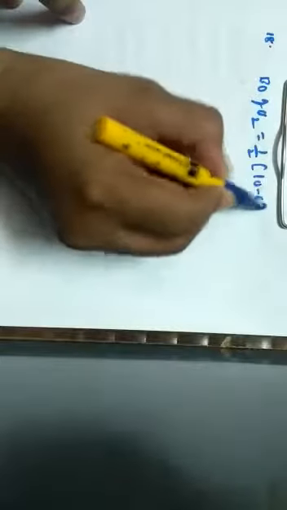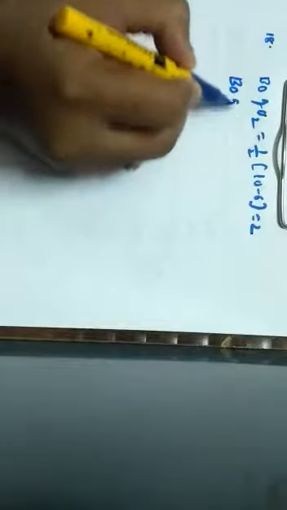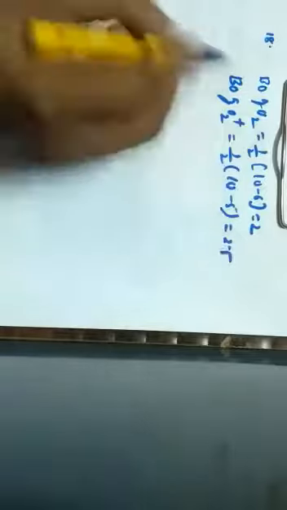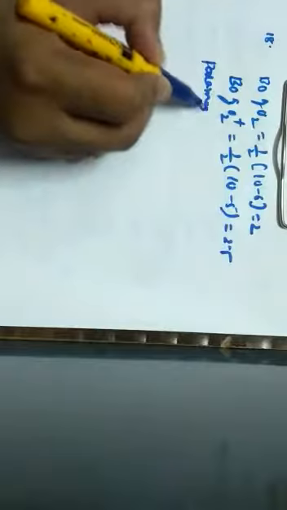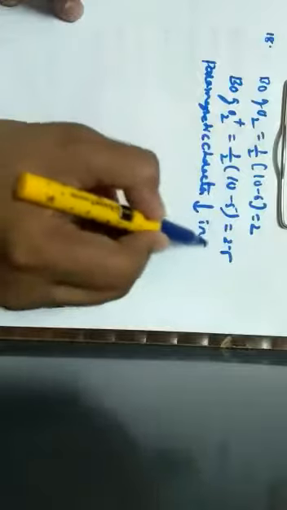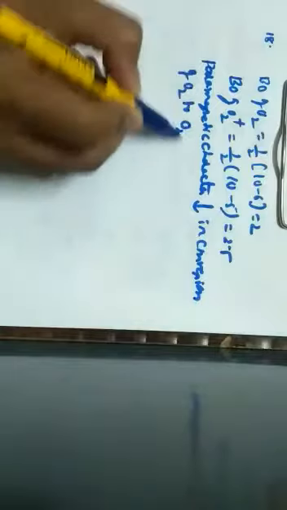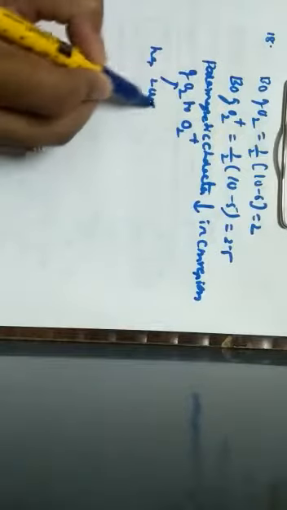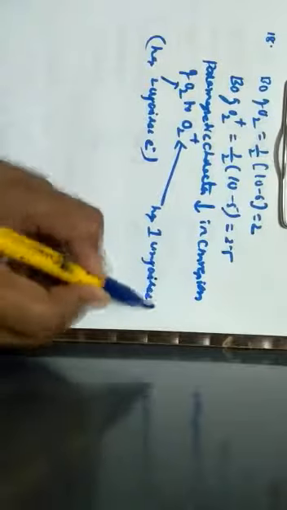We know that the bond order of oxygen is 1/2 × (10 − 6), which is equal to 2. And the bond order of O2+ is (10 − 5)/2, which is equal to 2.5. So here, the paramagnetic character decreases in the conversion of O2 to O2+, because O2 has two unpaired electrons, but O2+ has only one unpaired electron.